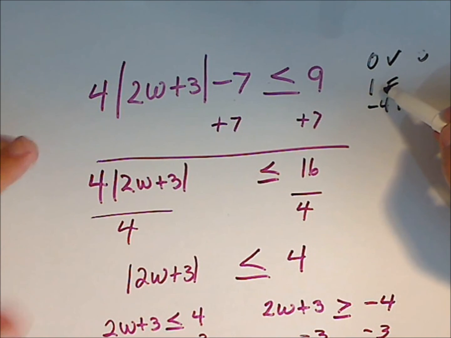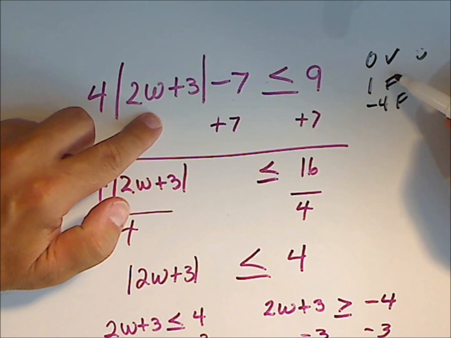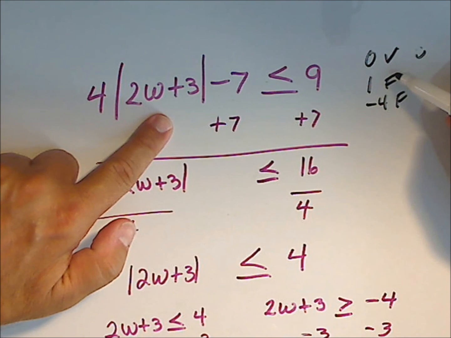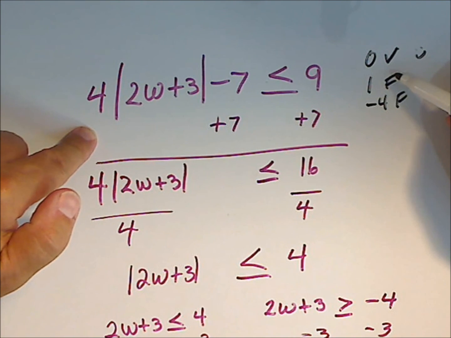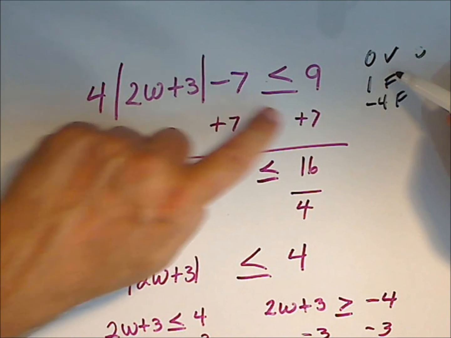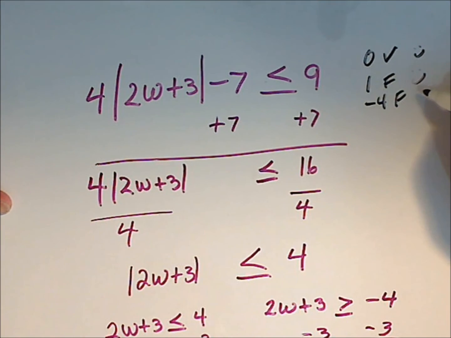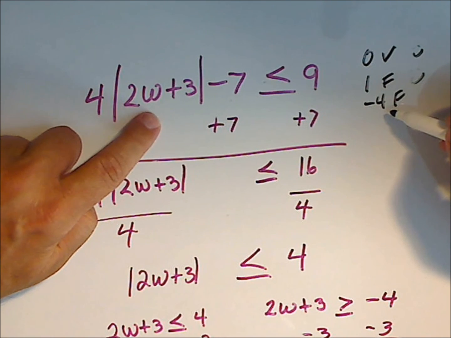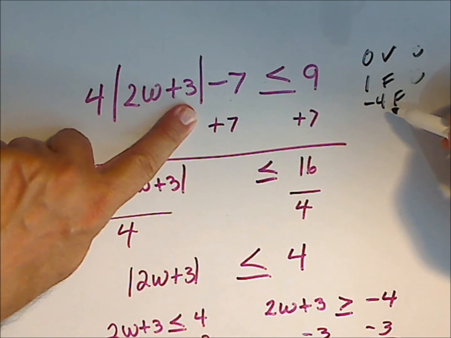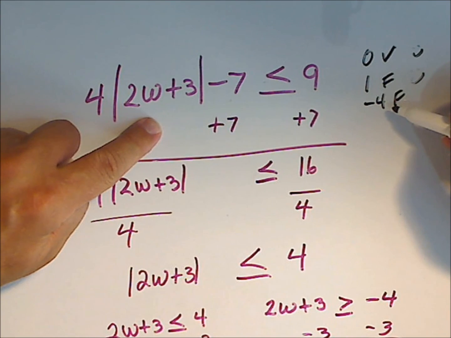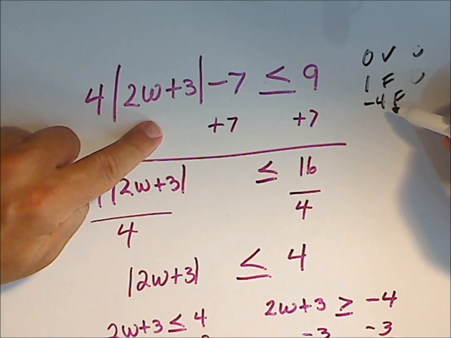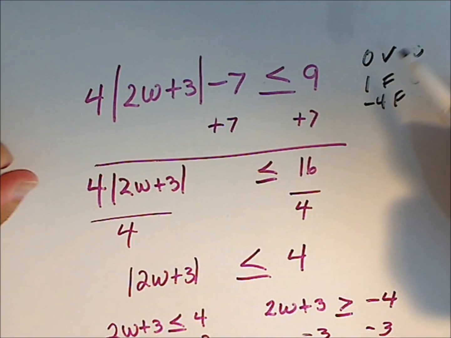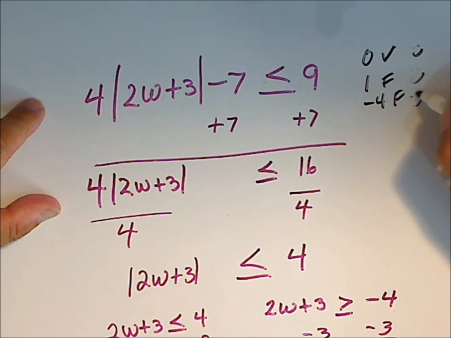Now let's try 1. That should fail because it's outside our graph. 2 times 1 is 2 plus 3 is 5. Absolute value of 5 is 5. 5 times 4 is 20. And 20 minus 7 is 13. 13 is not less than 9. So as expected, it failed. -4. 2 times -4 is -8. -8 plus 3 is -5. The absolute value of -5 is 5. 4 times 5 is 20. 20 minus 7 is 13. 13 is not less than 9. And so, as expected, it failed.